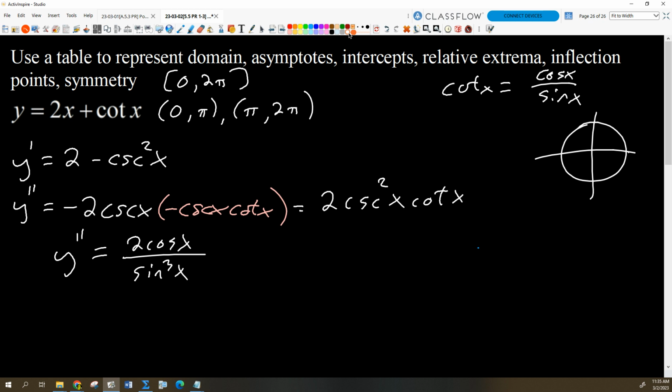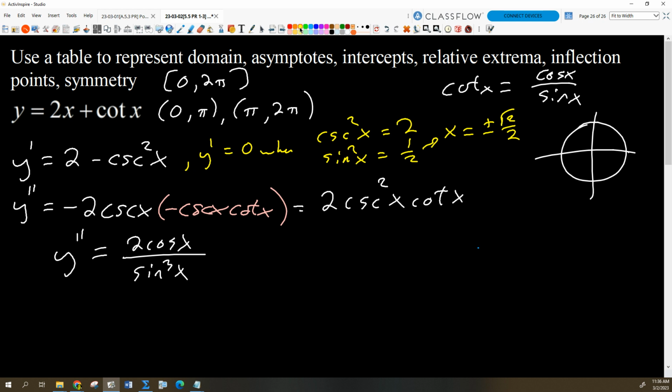And how about this one up here, y prime? It's undefined only at the places where the domain's undefined anyway. We could make the statement instead: y prime equals 0 when cosecant squared x equals 2, which would be the same thing as saying when sine squared x equals 1/2, right? Does that make sense? So then that's going to give us x equals plus or minus square root of 2 over 2, right? So where's that going to be?